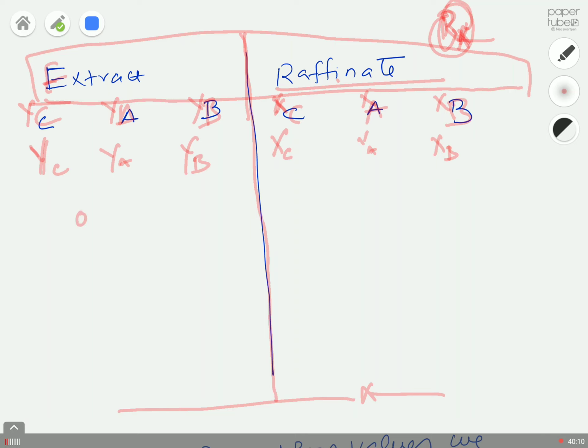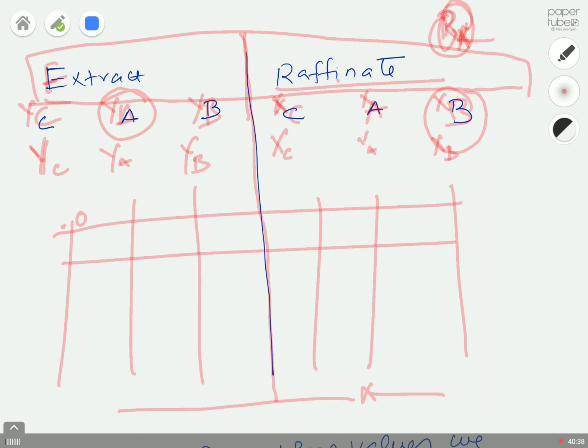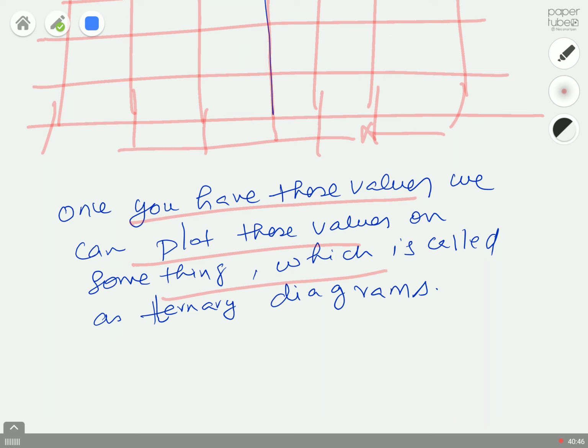So you will get some data here. Always remember that in this type 1 system, your carrier liquid A and your extracting solvent B are not miscible. Try to keep these things in mind. Once we have these values from different liquid equilibrium experiments, we can plot them in what we call ternary diagrams.